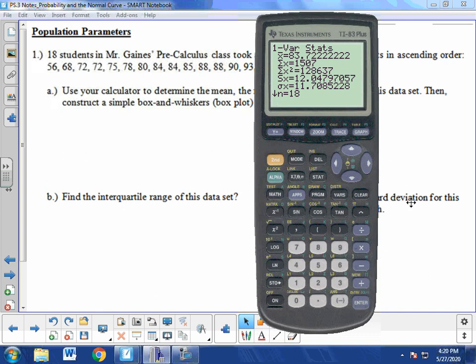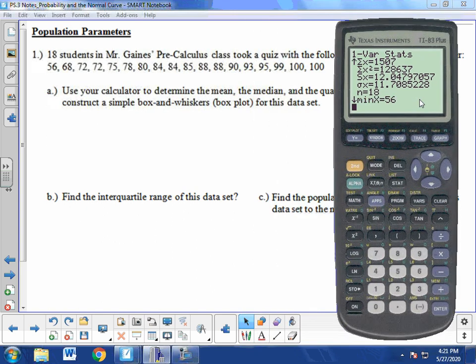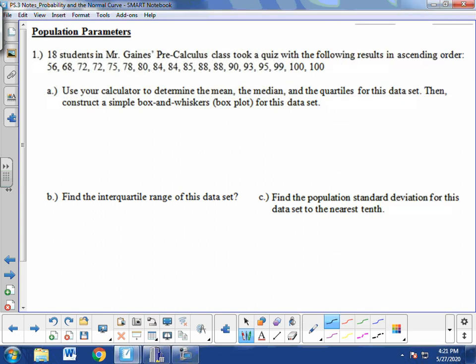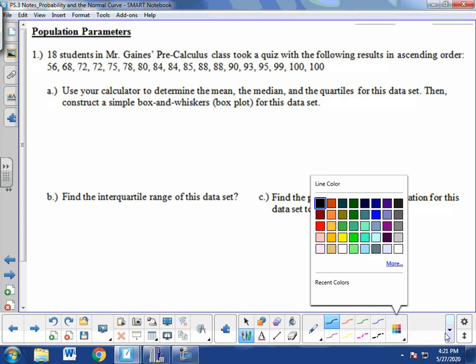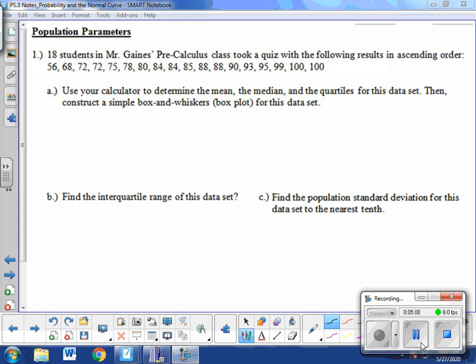And then you should see the screen. What we have here is all of the single variable statistics that are going to be incorporated in this lesson. The first thing that we needed to find was the mean. Mean is represented by a couple of different variables, but one of those is x bar, what we call x bar.